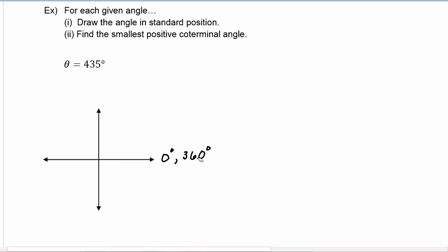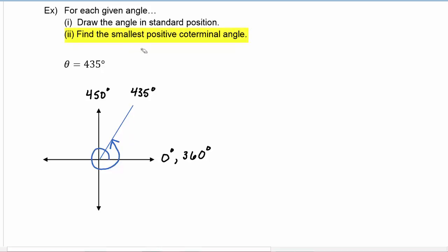If we label the next quadrantal angle after 360, add 90 degrees, we get 450 degrees. So we know that 435 is going to be in between 360 and 450. So here's 435. And now to show the rotation, you start on the positive x-axis where the initial side is. You show that you rotated all the way through and stopped at 435 degrees.